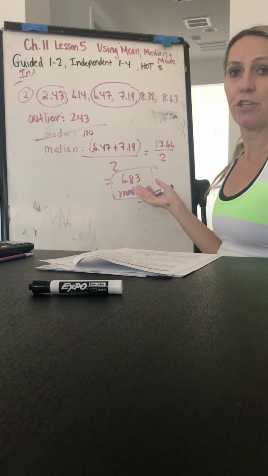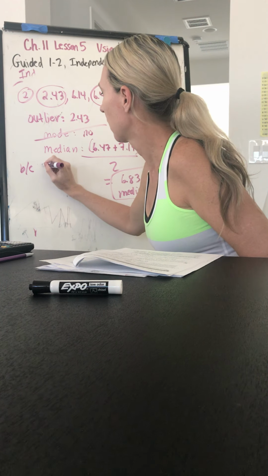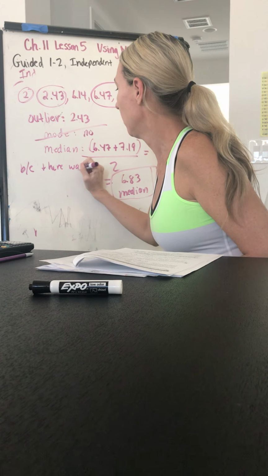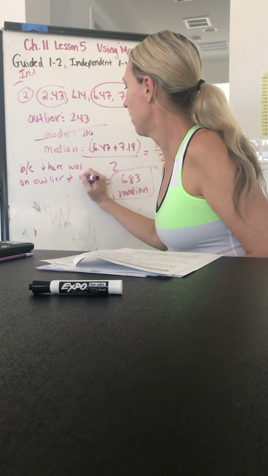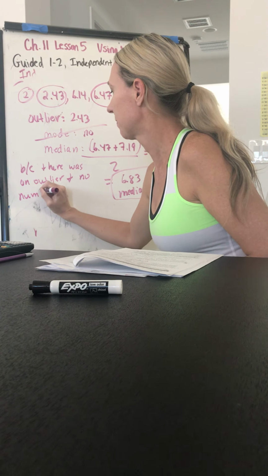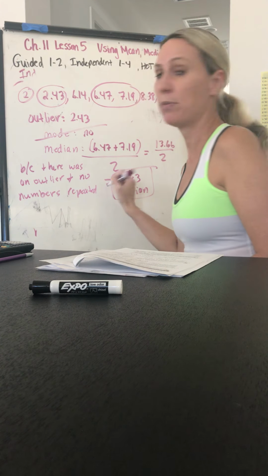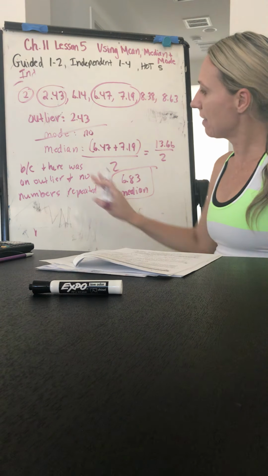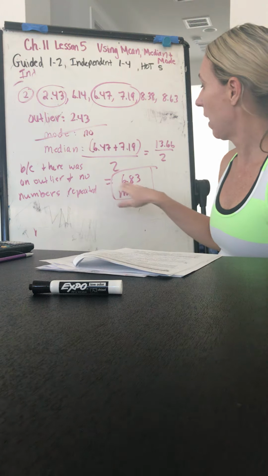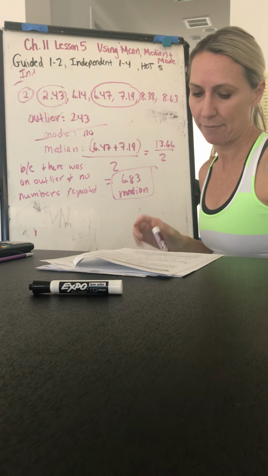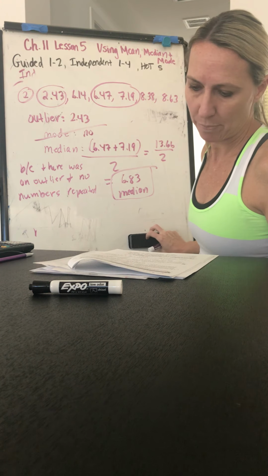And so when it says to justify yourself, you can say, because there was an outlier and no numbers repeated. That's why I chose to use the median. This doesn't have to be exact, your reasoning, but just write a sentence justifying why you chose to use the median instead of the mode or the mean. Okay, that was number 2.